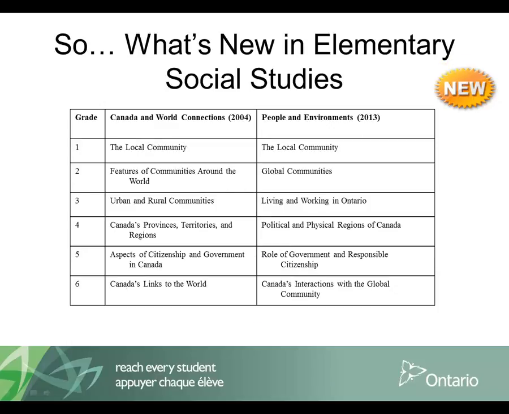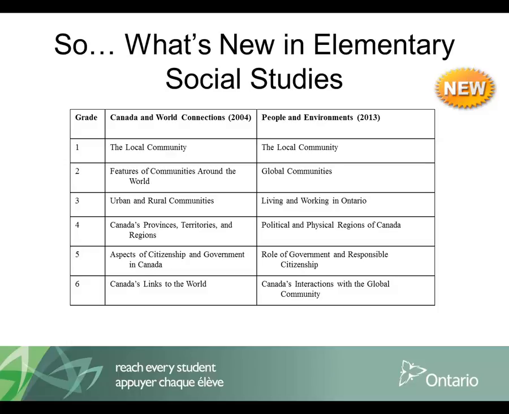The second strand in social studies has also had a title change. It is now People and Environments. This strand focuses on natural and built environments and the connection between the two. Students explore geographic, social, political, economic, and environmental issues in the context of local, regional, national, and global communities. They also develop an understanding of the social and environmental responsibilities of citizens and of various levels of government.